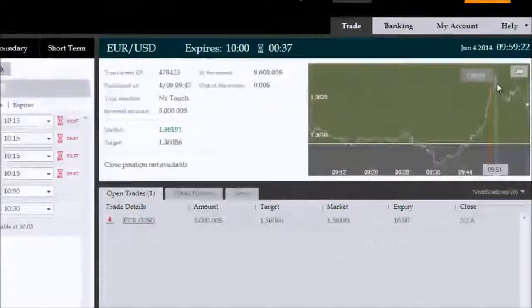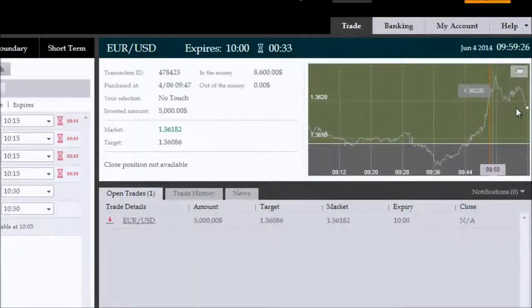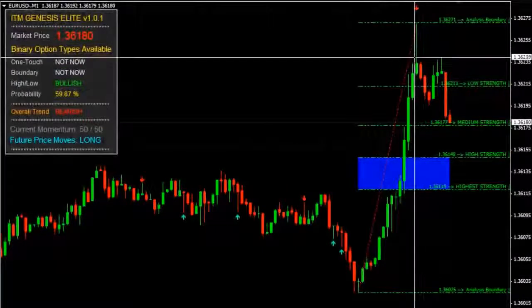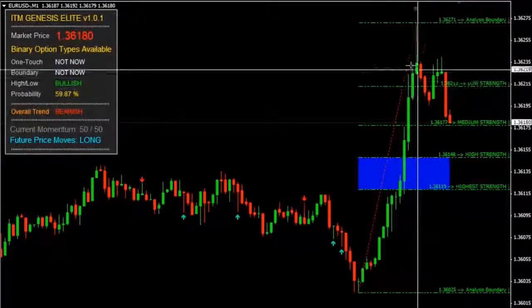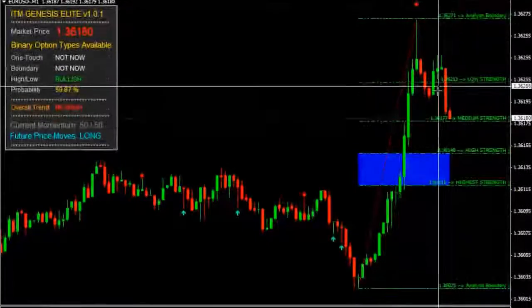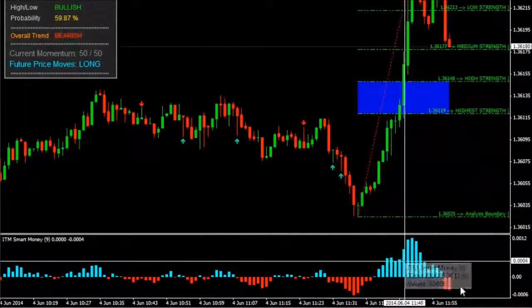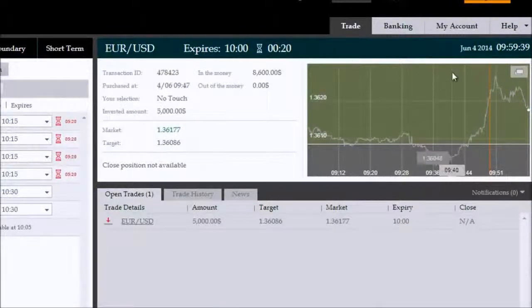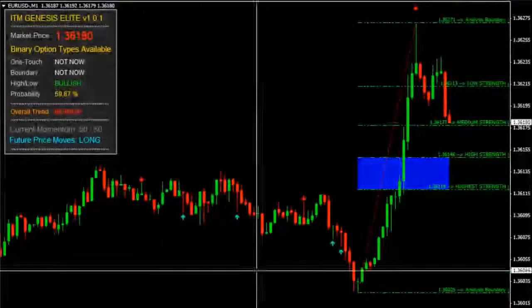Look at that move. Excellent escalation there. Breached out of the short reversal zone, broke it. We now have ITM Genesis Elite showing us a revised picture with bullish momentum. That was going to happen. Whenever a breach happens, Genesis Elite will revise towards the upside if it's a long breach and towards the downside if it's a short breach. This trade has gone into the money almost immediately off the bat, very, very quickly.